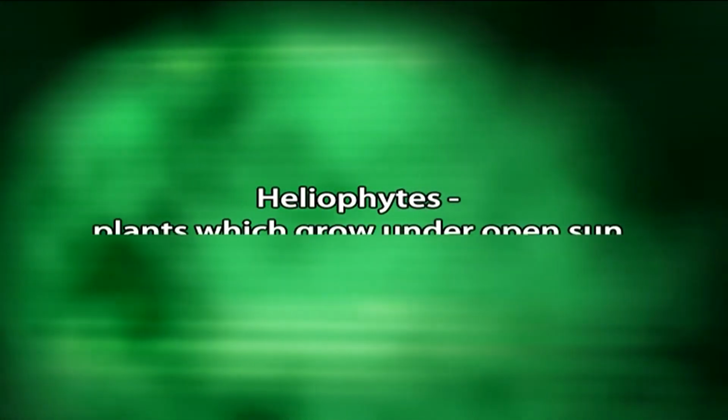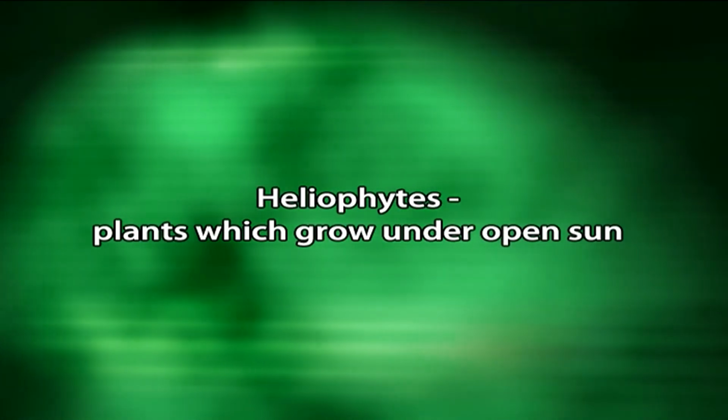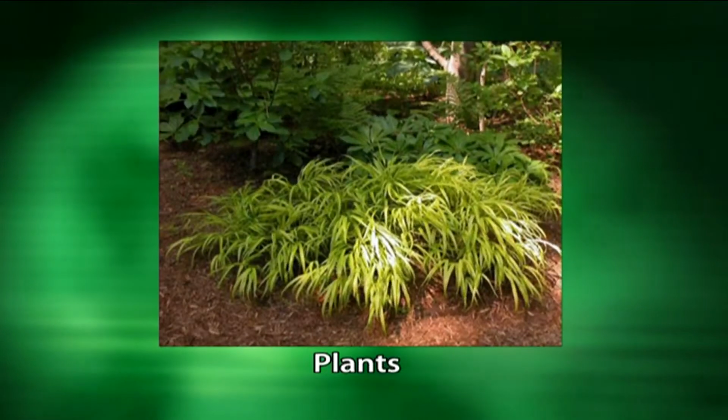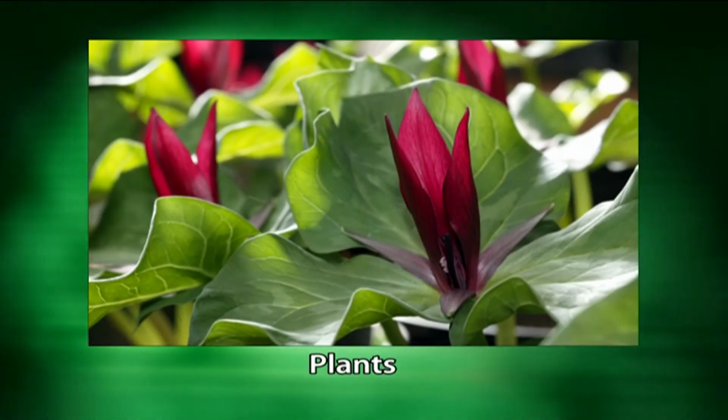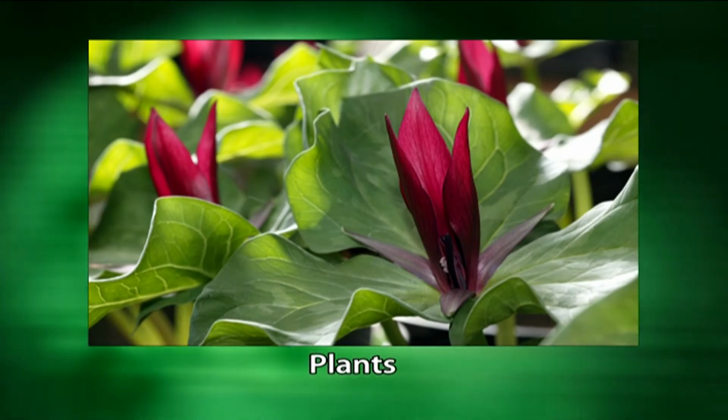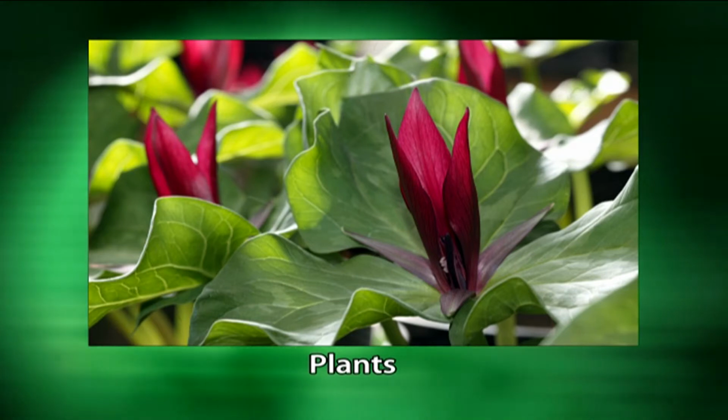The first morphological adaptation is leaf size. The plants which grow under open sun are called heliophytes. They have small sized leaves as compared to plants which grow under shade. The shade plants allocate more resources to leaves and develop large sized leaves as an adaptation to enhance the surface area for receiving and absorbing incident radiations which reach the leaf surface in such low intensity environments.